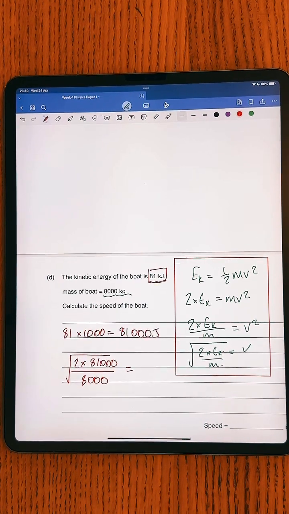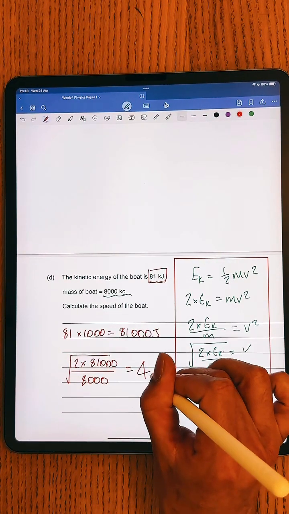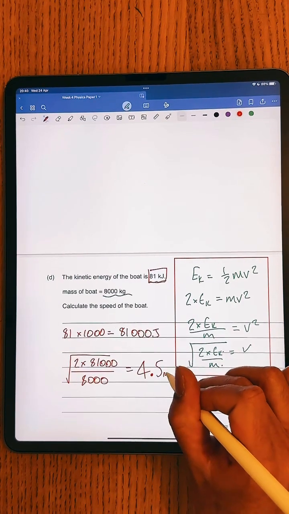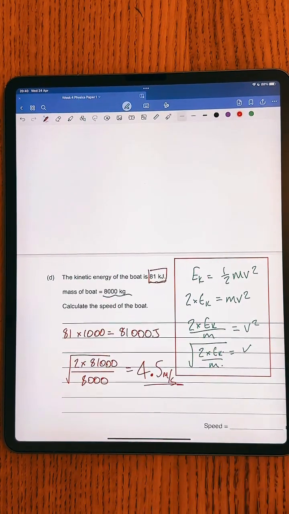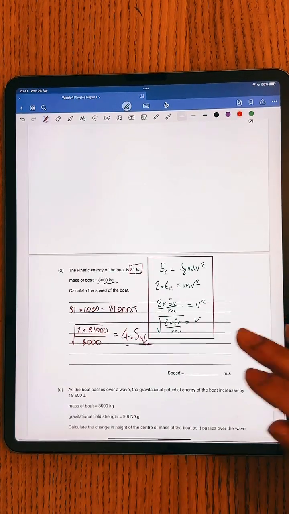What are we getting? Everyone's saying 4.5, which is absolutely right. Right, does anyone have any questions about this one? Units is speed, so the unit is meters per second. We're nearly done. We've got one more question, guys.